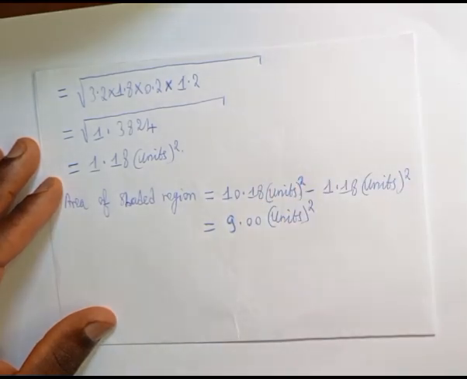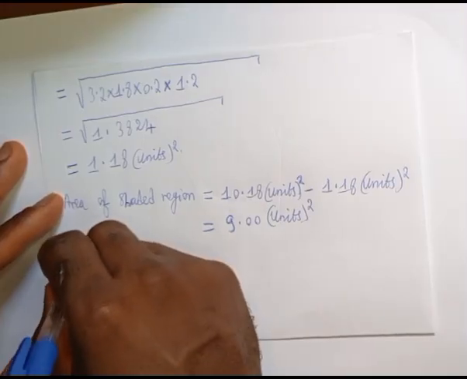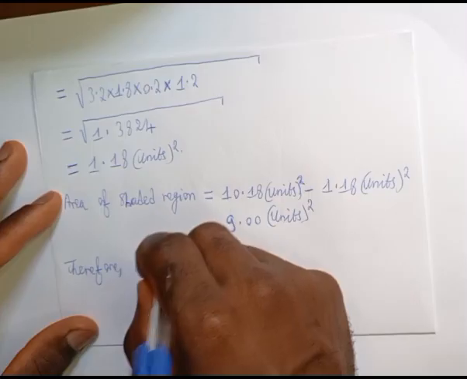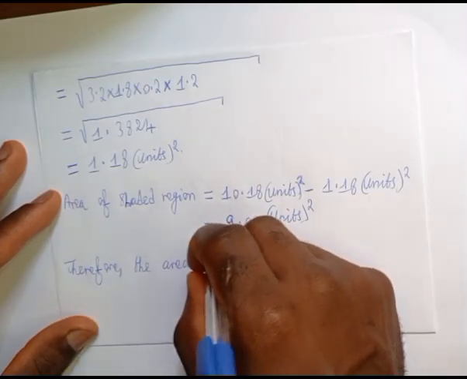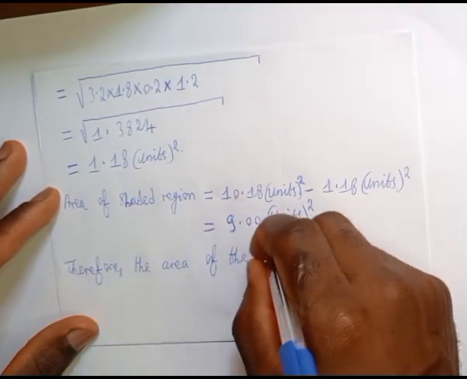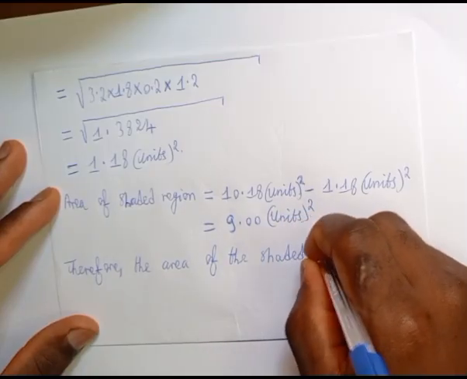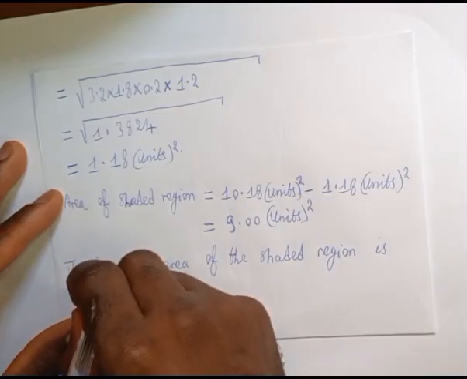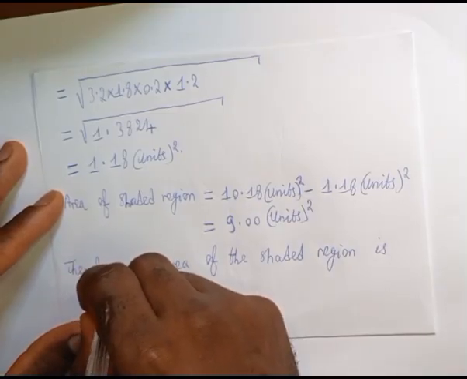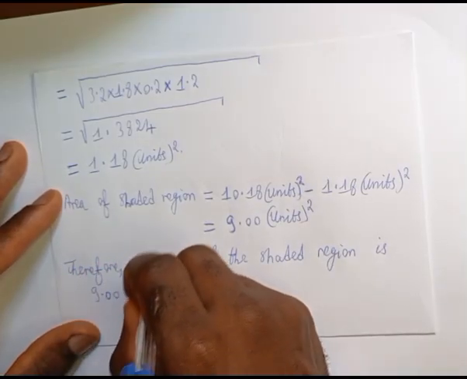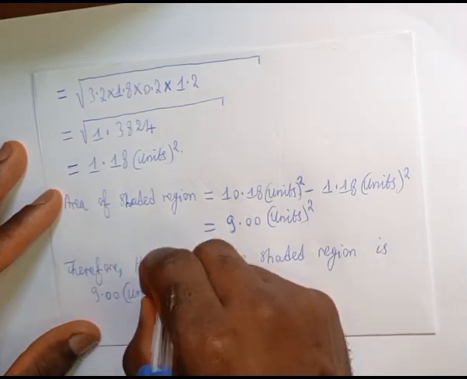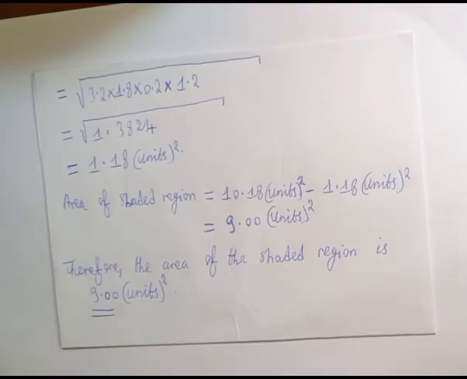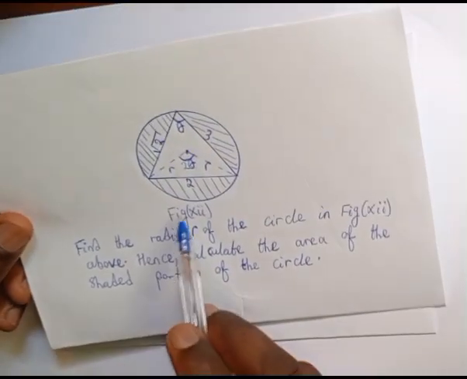Then we conclude, therefore, the area of the shaded region is 9.00 units squared. We underline the answer. We are done with the solution of this question.